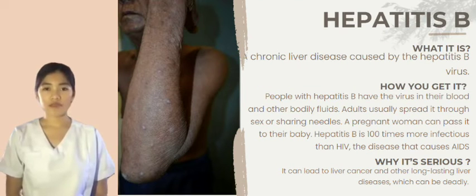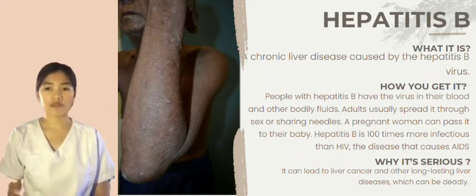Next is hepatitis B. Hepatitis B is a chronic liver disease caused by the hepatitis B virus. So how can you get it? People with hepatitis B have the virus in their blood and other bodily fluids. Adults usually spread it through sex or sharing needles. A pregnant woman can pass it to their baby. Hepatitis B is 100 times more infectious than HIV, the disease that causes AIDS.